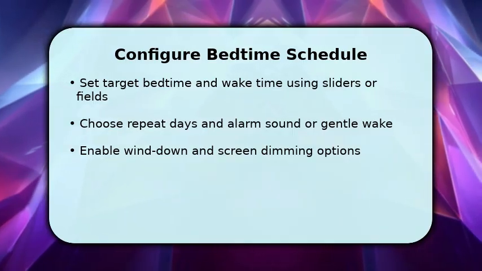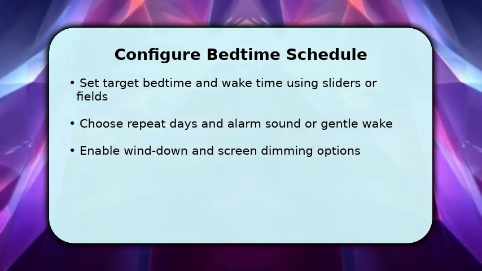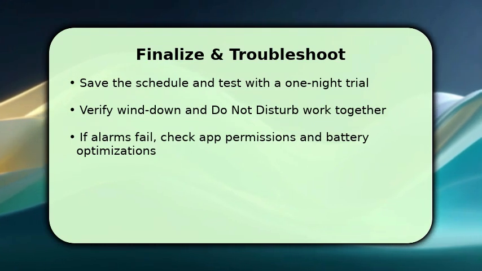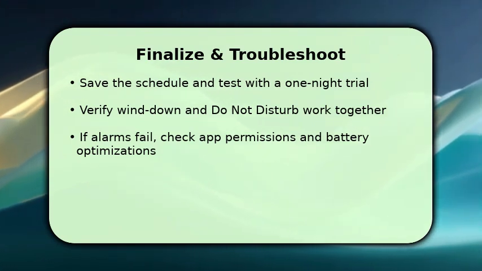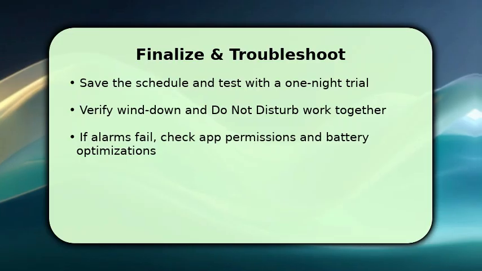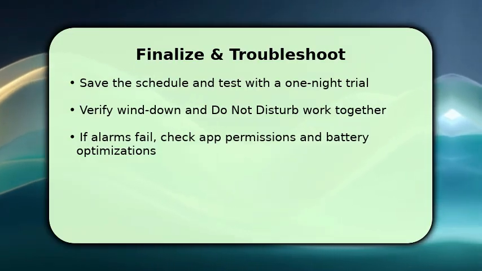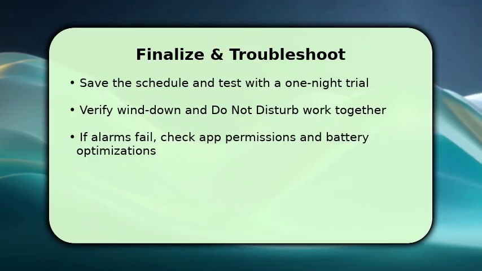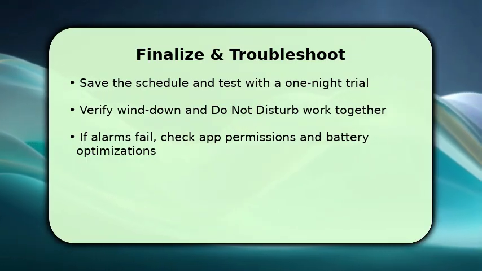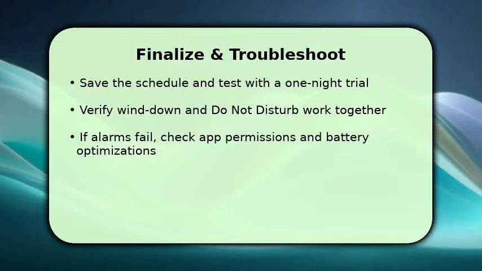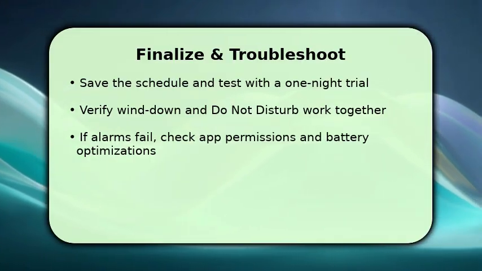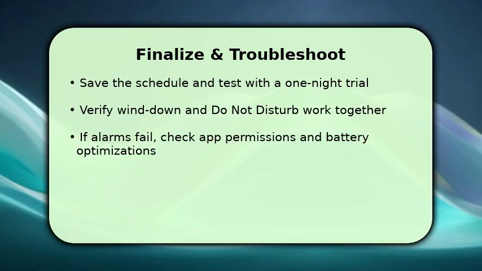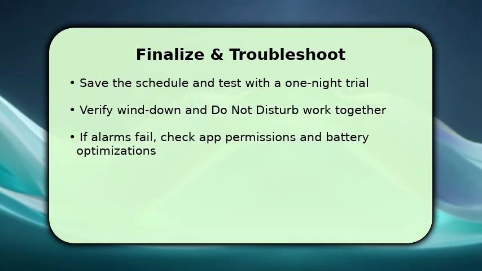Finish by saving the schedule and running a quick one-night trial to confirm alarms, wind down, and Do Not Disturb behave as expected. You'll want to monitor the first 2 nights and make tiny adjustments to time, volume, or notification exceptions. If something goes wrong, check app permissions and disable battery optimization for clock or digital well-being so the system won't stop background timers. If alarms fail, reboot the phone and retest.